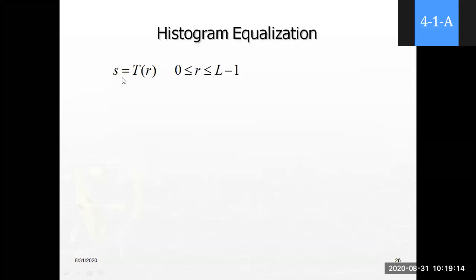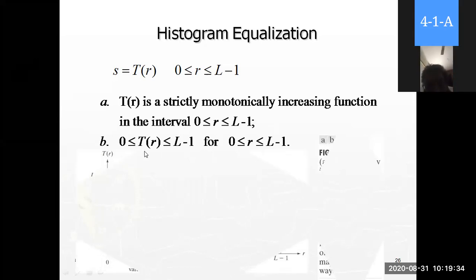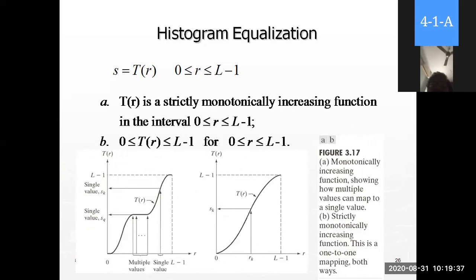So suppose S equals T of R. S equals T of R means in this case R is the input pixel and S is the output pixel. T of R is a strictly monotonically increasing function in the interval 0 less than R less than L minus 1. So here what happens? This is one type of transformation function, and this is another type of transformation function.